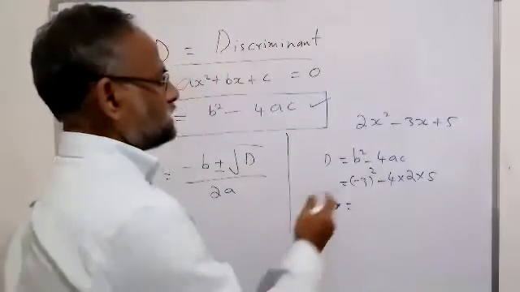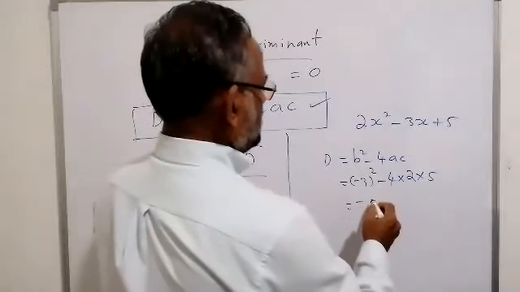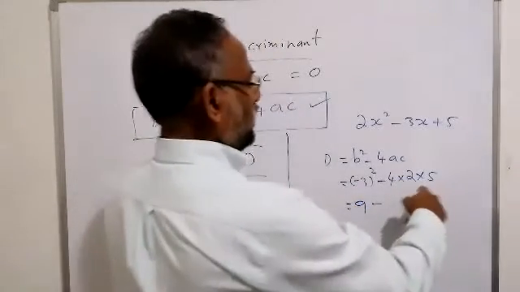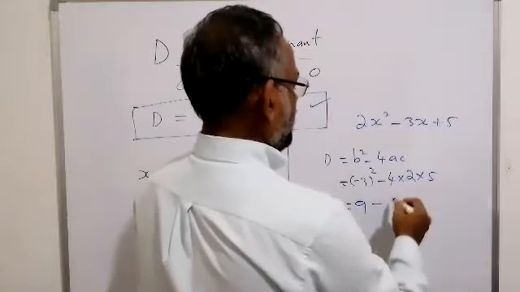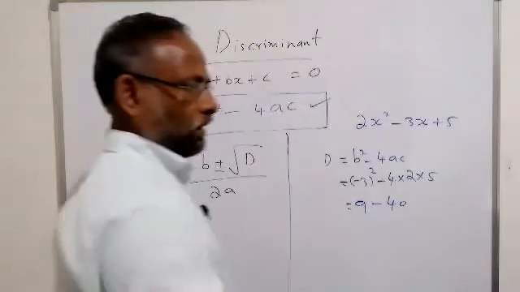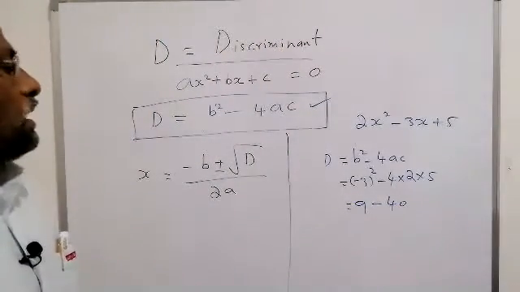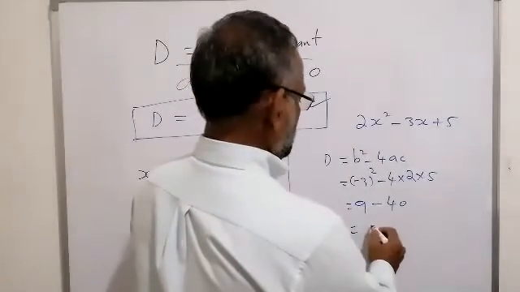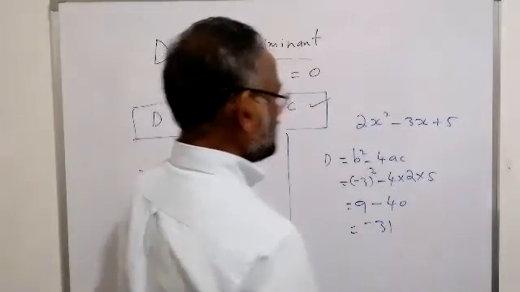What is minus 3 square? That means 9. 9 minus 40. Okay, fine. Somebody wrote that. 9 minus 40. That is, of course, minus 31.